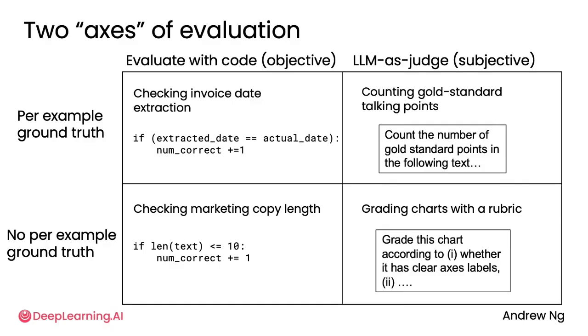So I find this 2x2 grid a useful way to think about the different types of evals you might construct for your application. And by the way, these are sometimes also called end-to-end evals because one end is the input end, such as the user query prompt, and the other end is the final output. And so all of these are evals for the entire end-to-end system's performance.